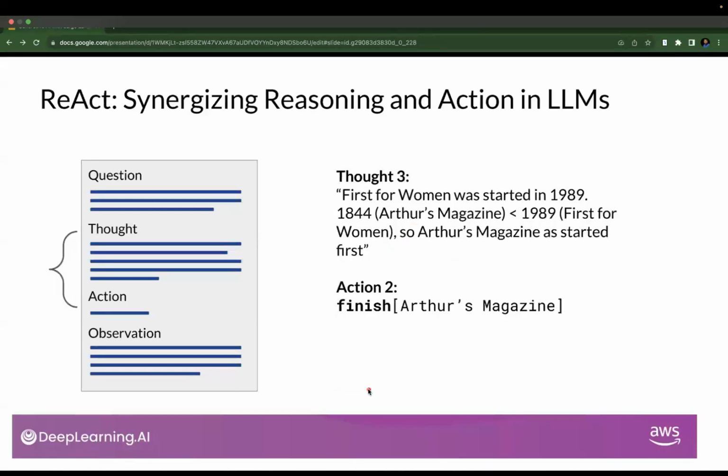Now once you have these two observations, your thought will be: First for Women was started in 1989, Arthur's Magazine was started in 1844, and then you can compare which came first, and that will be your final action. Like, okay, Arthur's Magazine came first, it was published first. So basically, by sequencing your steps in terms of thought, action, and observation, this is how React tries to amalgamate the reasoning along with action.